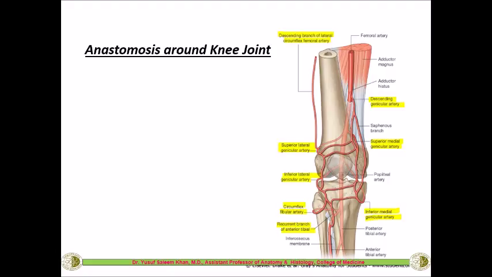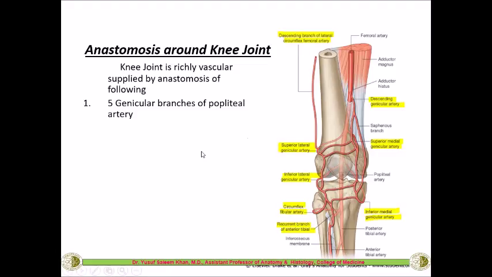Now coming to the anastomosis around the knee joint. This we have already discussed in the popliteal fossa, but still just to recall the things. So the knee joint is highly vascular joint supplied by lot of arteries which anastomose around the knee joint. So what are the arteries? We have already discussed the 5 genicular arteries. One is the superior lateral genicular artery, then we have the inferior lateral genicular artery, then superior medial genicular artery, and the inferior medial genicular artery, and a central artery, which all these arteries will be supplying the knee joint.